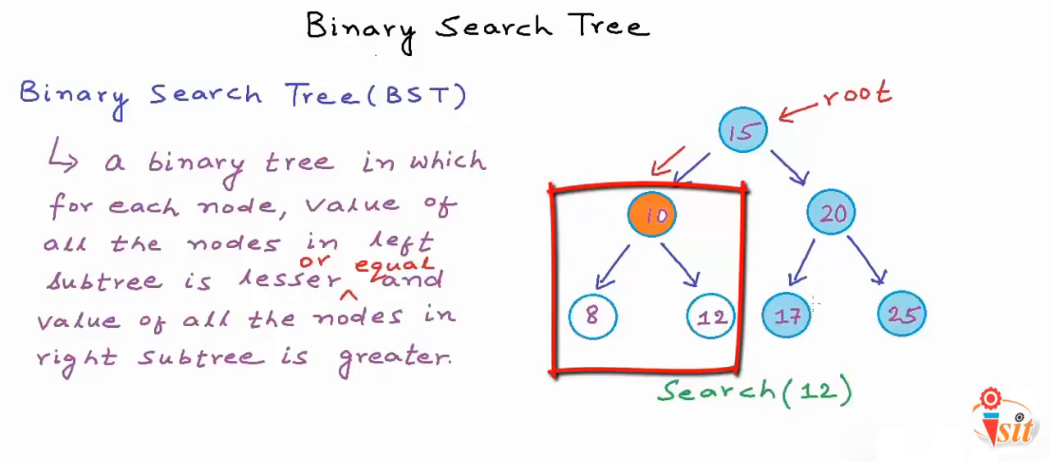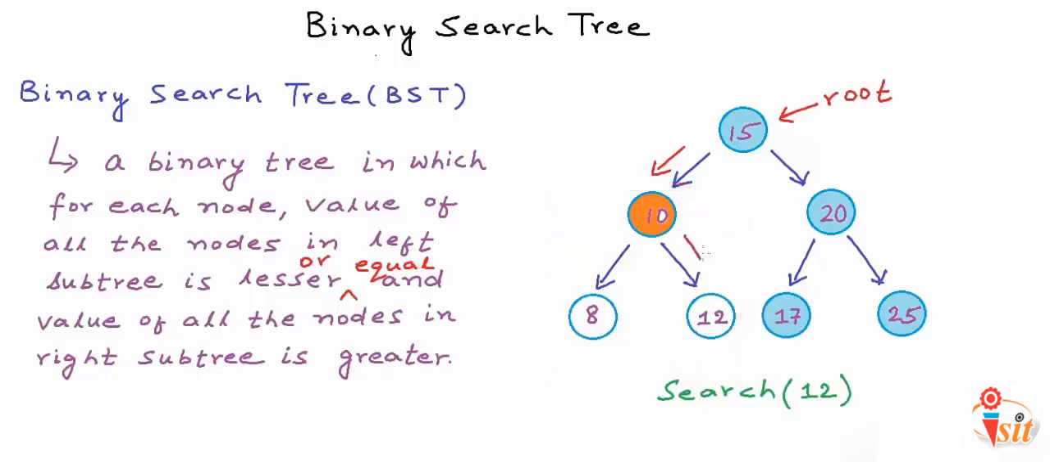So we have reduced the search space to only these 3 nodes having value 10, 8 and 12. Now once again we'll compare 12 with 10. We are not equal. 12 is greater. So we know that we need to go looking in the right subtree of this node with value 10. So now our search space is reduced to just 1 node. Once again we will compare the value here at this node and we have a match.